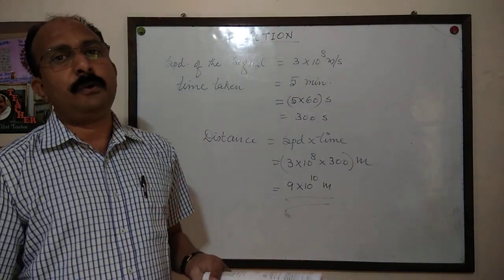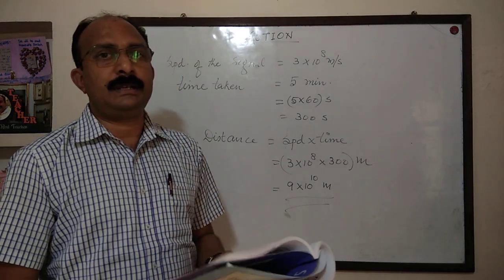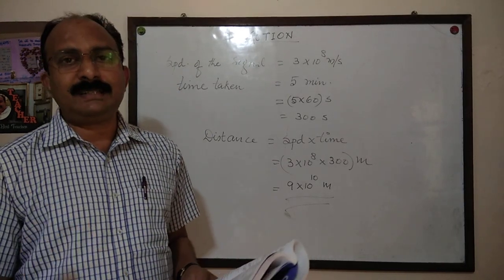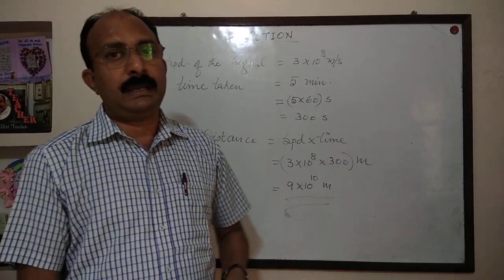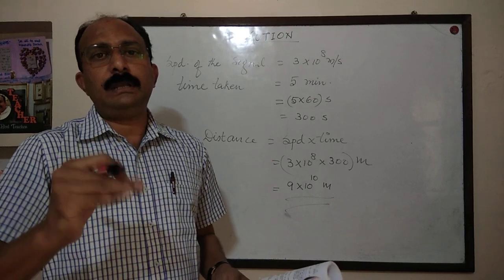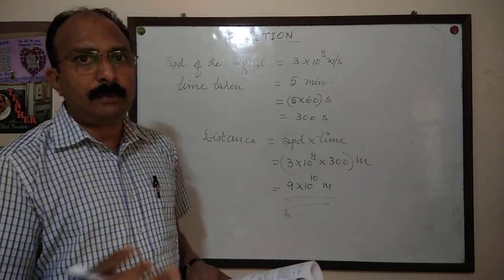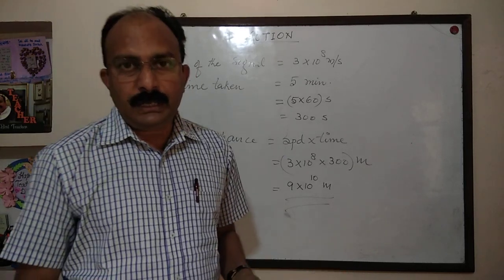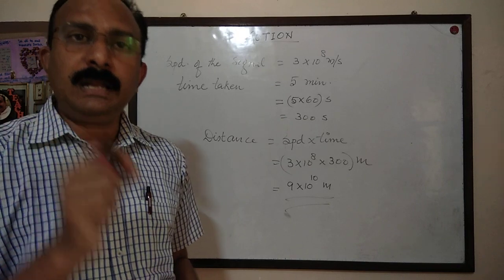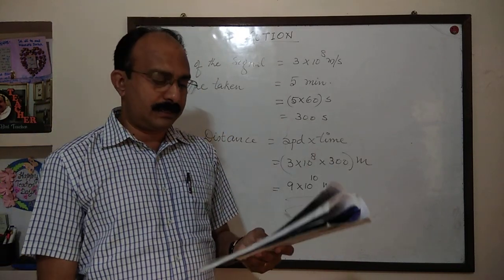Second, non-uniform acceleration. A body is said to be in non-uniform acceleration if it travels in a straight line and its velocity increases by unequal amount in equal interval of time. Velocity increases by equal amount in equal interval of time, uniform acceleration. Velocity increases by unequal amount in equal interval of time, non-uniform acceleration.